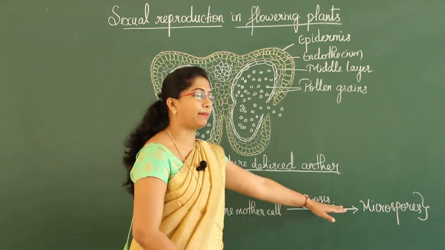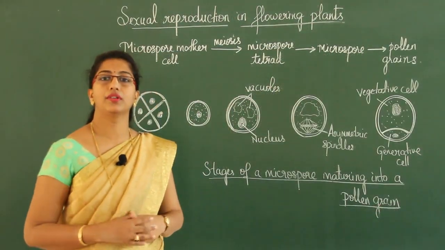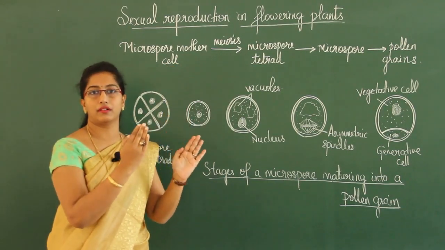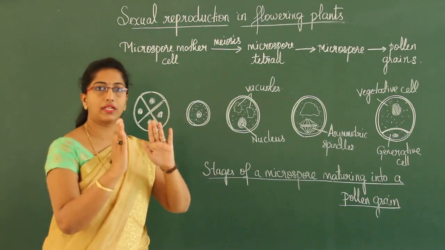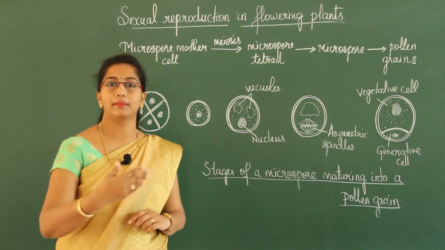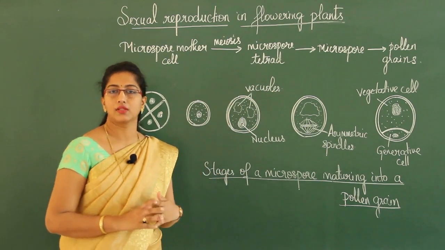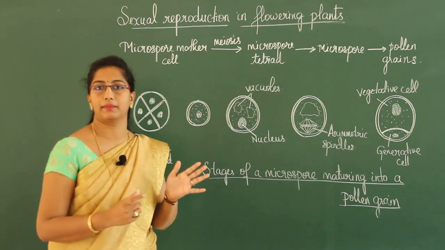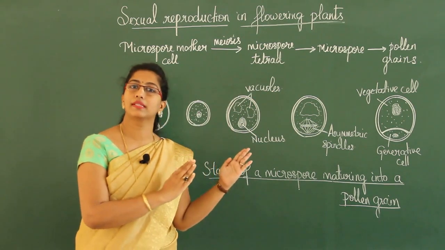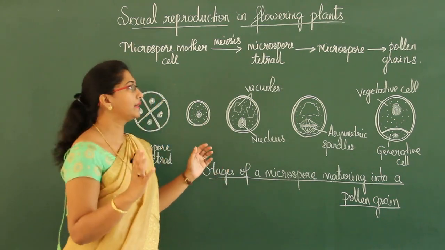this much of development we call microsporogenesis. So now I told you what microsporogenesis is. Only one part of the development we call microsporogenesis, that is only the microspore mother cell undergoing meiosis and producing microspores. So microsporogenesis is only a part of the development. Now the whole process we are going to study, and we will see in detail.